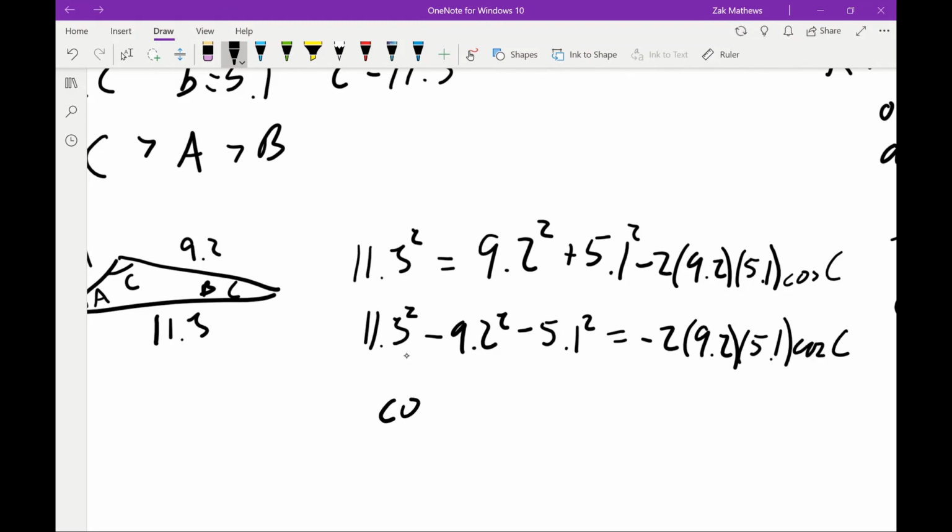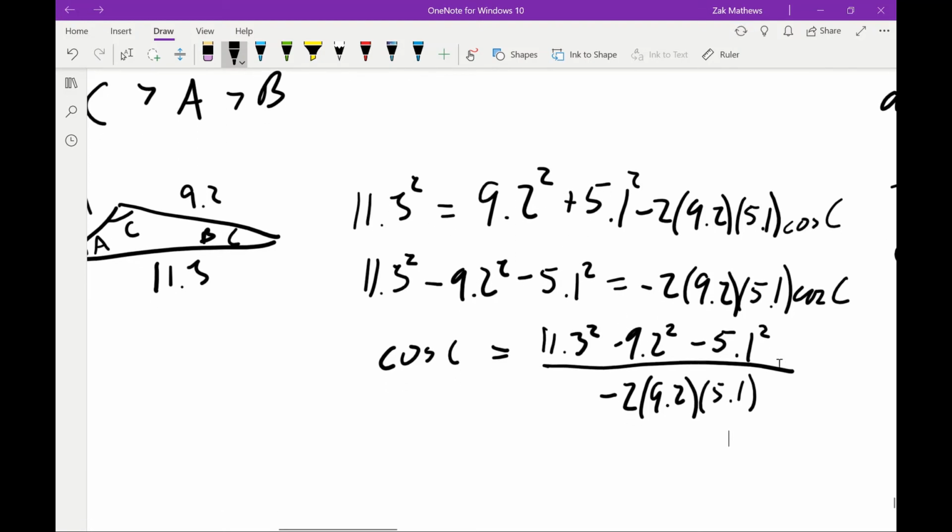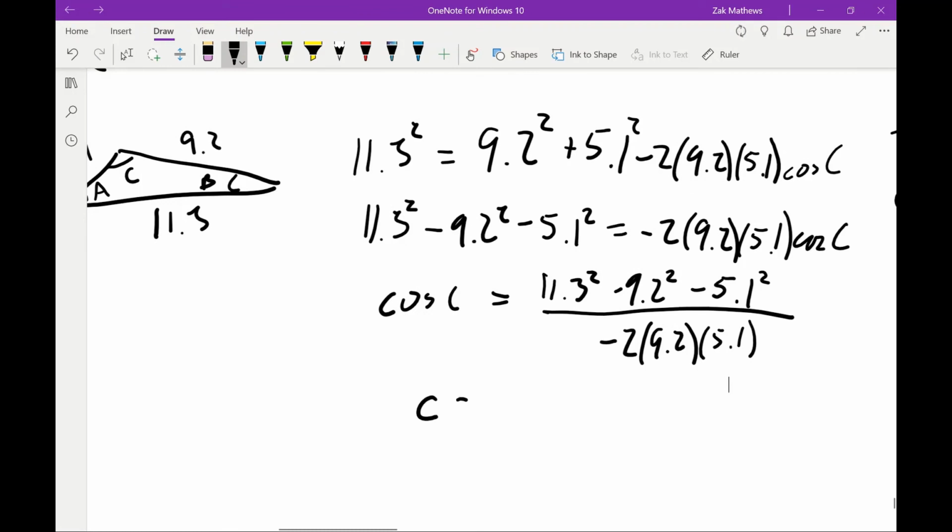And then to completely isolate the cosine C, I'm going to have to divide that left-hand side by the negative 2 times 9.2 times 5.1. I see a lot of algebraic errors in this section. I see a lot of people just try to add all of these things together right away. Square that, subtract that, add it all together right away. Well, we can't do that because multiplication has to come first. So I have to move these away first through subtraction, then I can divide off. And then the final thing I'm going to do to get C by itself is take the inverse cosine of that big long expression.